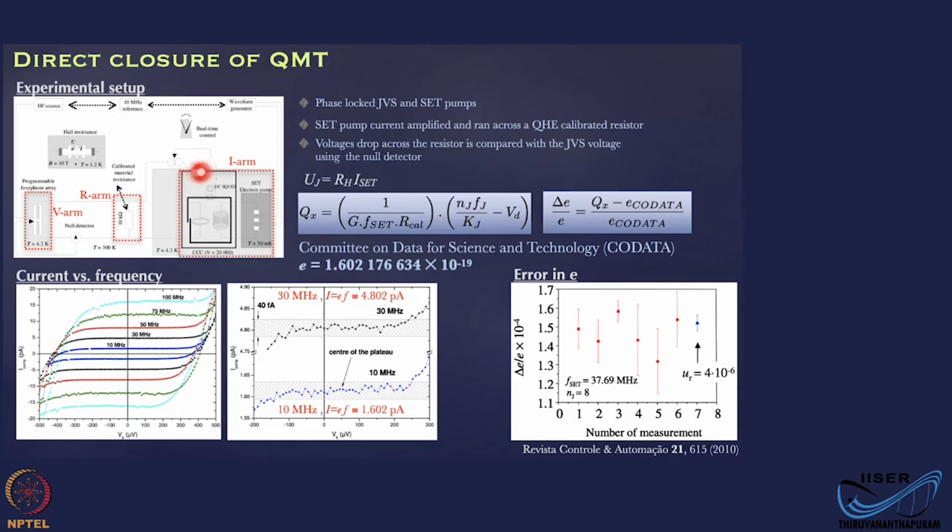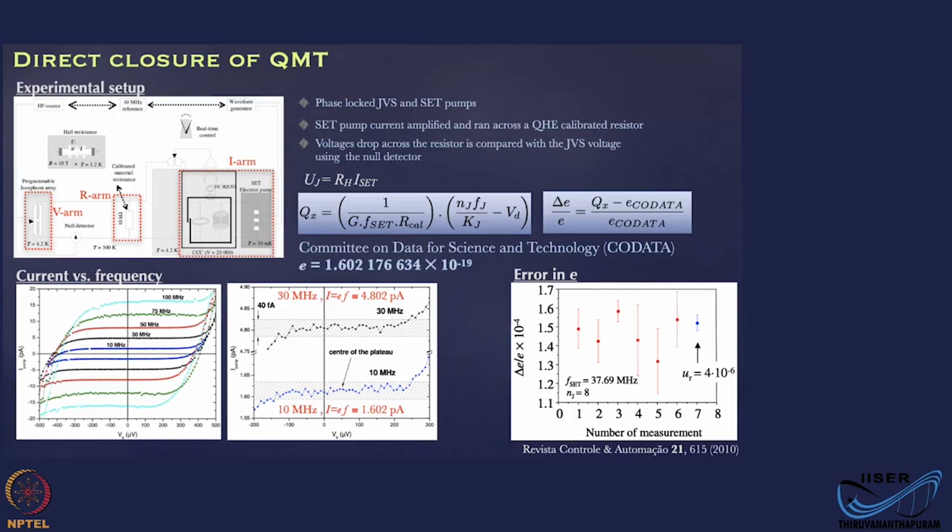What you have is a single electron SET pump based current arm, a resistance arm, and a voltage arm. These three are linked. So the single electron pump and the voltage are powered by a phase locked frequency generator. Of course, these two are not operating at the same frequency, but they are phase locked.